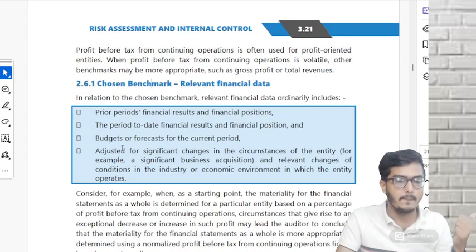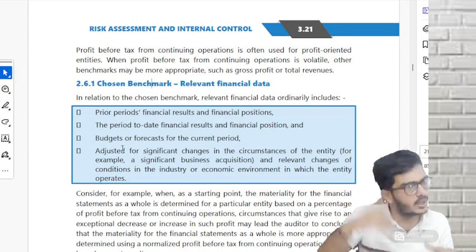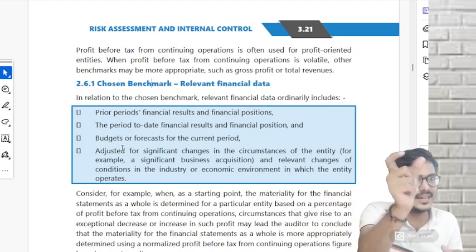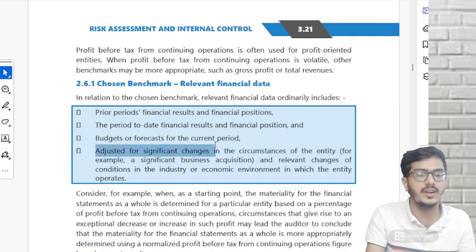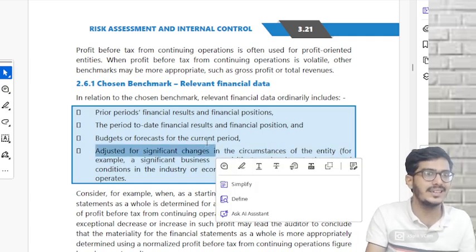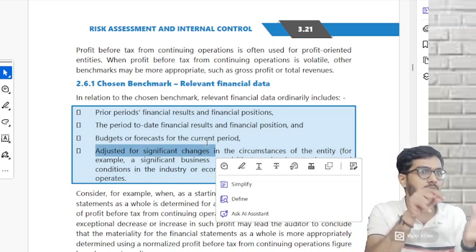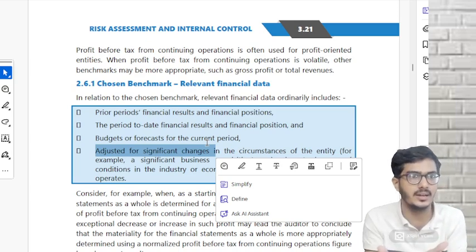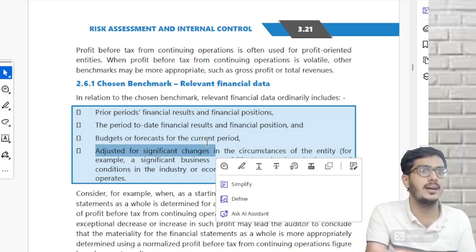Assets basically. Budgets or forecast. Budgets are there. The company would have made a forecast for the current period. Use that forecast. In that, assets will be there. Take that asset as a benchmark. Understood? And the last one, adjusted for significant changes in the circumstances of the entity. Very simple. Last year's FS is there. You will do plus or minus for significant changes and you'll get the current year's. Do those plus or minus changes, whatever financial statement you get, from that you take assets.